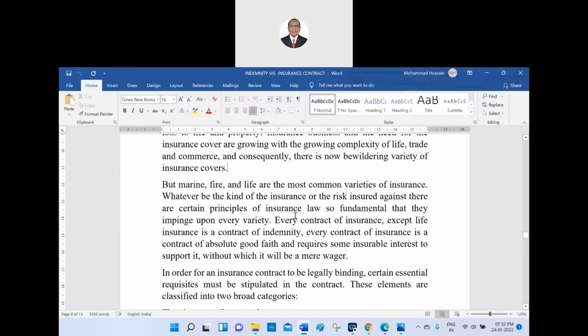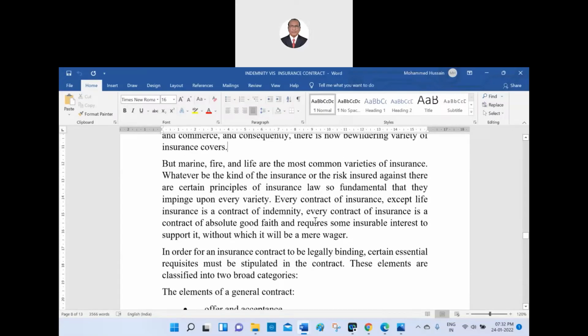There is now a bewildering variety of insurance covers. Bewildering means astonishing, beyond reach, because now there is even an Omicron policy. Are you following me? Say yes. Yes, sir. But marine, fire and life are the most common varieties of insurance. Whatever be the kind of insurance or the risk insured against, there are certain principles of insurance law so fundamental that they impinge upon every variety.